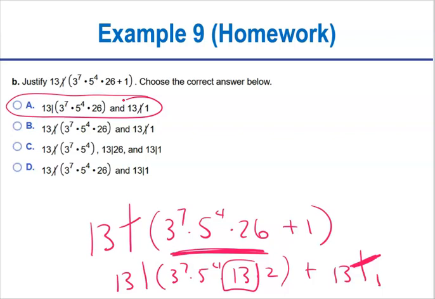I know it's not B because, look, they're saying 13 doesn't divide either of them. But I do know 13 divides the first one because I pulled out a factor of 13. The second one says 13 does not divide 3 to the 7th times 5 to the 4th. That's true, but there's still a 26 there that it does divide. Oh, well, look, 13 divides 26. Maybe what's a better answer?